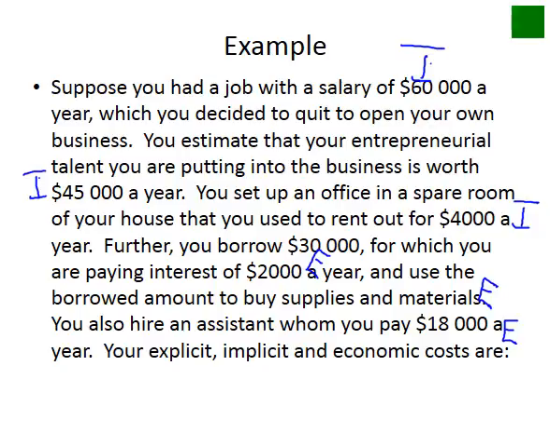Furthermore, you borrow $30,000 and you're going to use that to buy supplies and material. On top of that, you have to pay the bank $2,000 a year in interest for the use of those funds. So the $30,000 that's been borrowed to buy supplies and materials would be an explicit cost. You're actually paying the supplier. The $2,000 a year for the bank interest, you're actually paying to the bank, and that's part of your explicit cost. You have to pay that out of pocket. And lastly, you hire an assistant who you pay $18,000 a year. Again, paid out of pocket, an explicit cost.